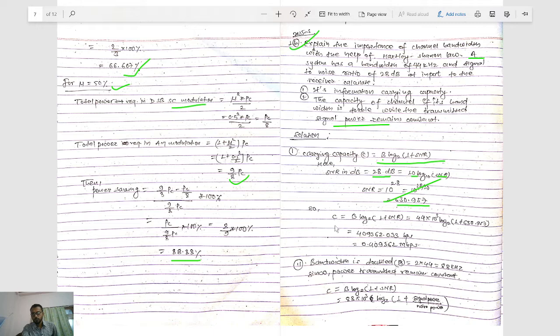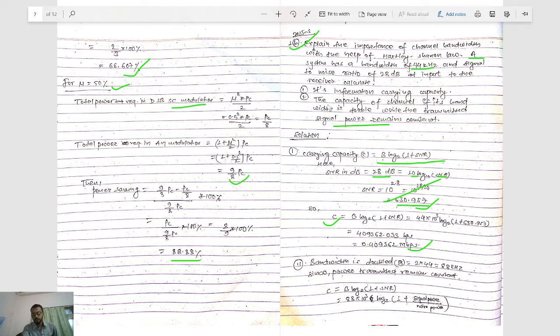And to calculate the information carrying capacity, that is the value of C, we have C equals B log2(1 plus SNR), and in place of bandwidth, B is given as 44 kilohertz in the question. So 44 into 10 power 3 log2(1 plus signal to noise ratio), and here we have obtained the value of signal to noise ratio as 630.957. So we'll get the value as 0.40962 Mbps.